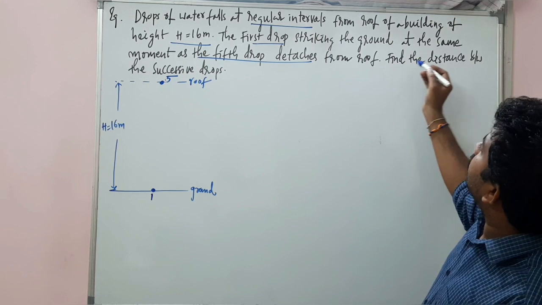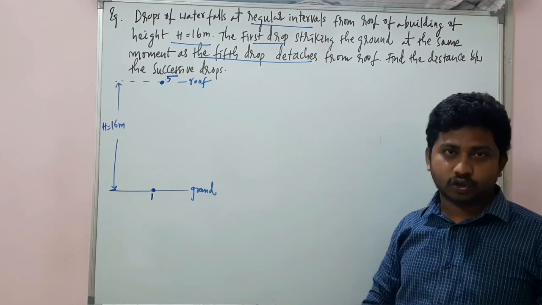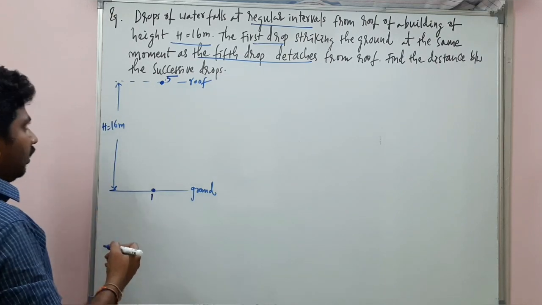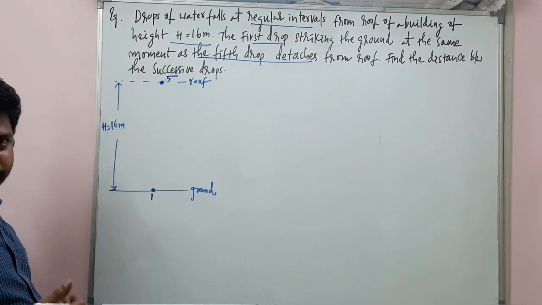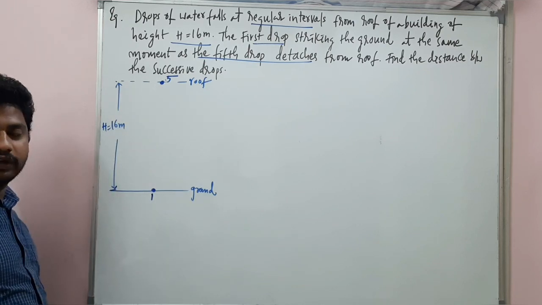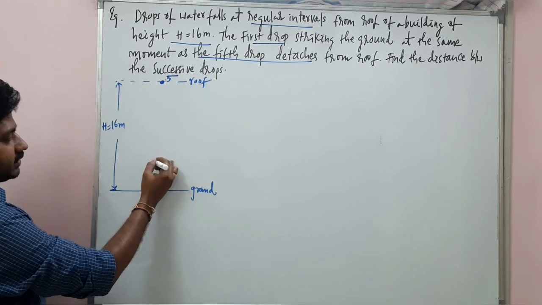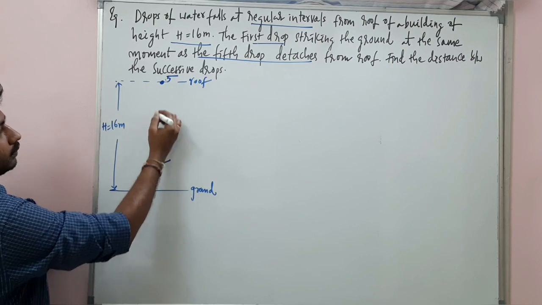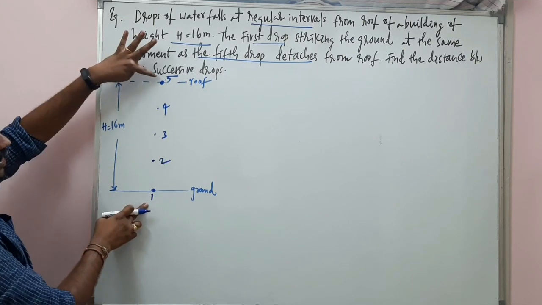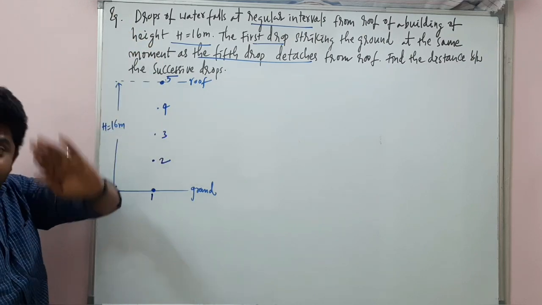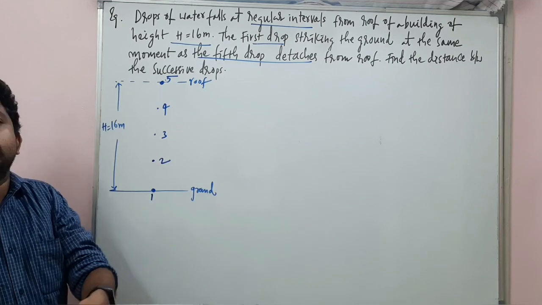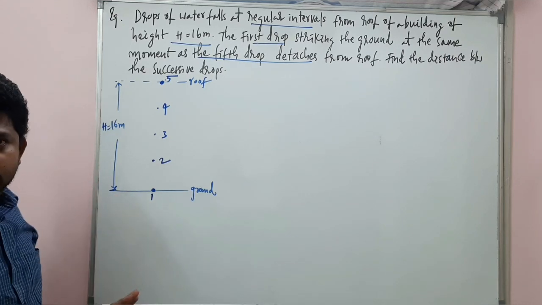Find the distance between the successive drops. Let's concentrate on this diagram, a simple rough diagram. First drop is here, fifth drop here. Where are the other drops? There must be a second drop here, third drop and fourth drop. Right? First is here, fifth is here. So that means in the middle there are some drops which will be about to fall and strike the ground.